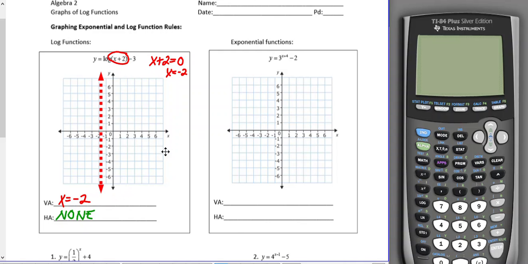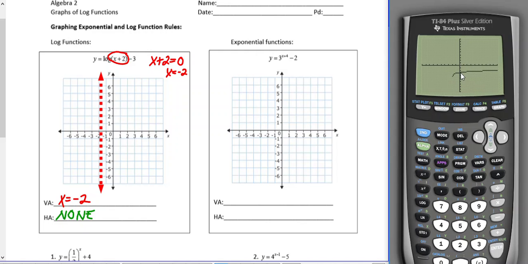Now, to graph this, I go to my calculator. So I'm going to turn that on. I'm going to hit the y equals button. The log button is actually right next to the number 7. So we're going to say log, and then x plus 2 minus 3. So your y equals should look like mine, and then you can hit graph.